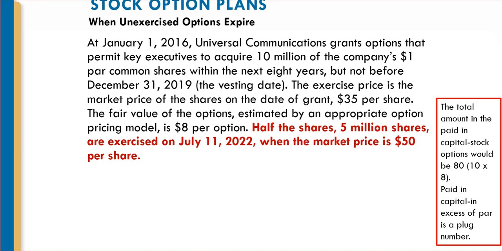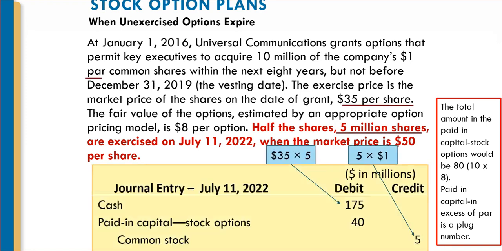Another way to do it would be, say, 5 million times the $8, okay, which is 40. So I'm going to remove the balance of 40 out of that paid-in capital stock options account by debiting it. And those of you who are astute are going to say that means your paid-in capital stock options has 40 left in it, right, as a credit balance.